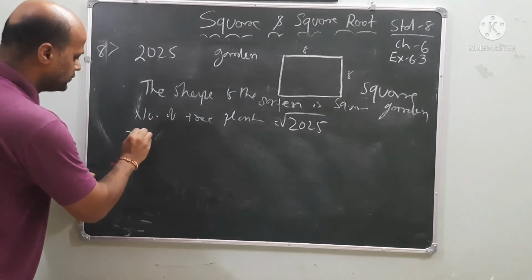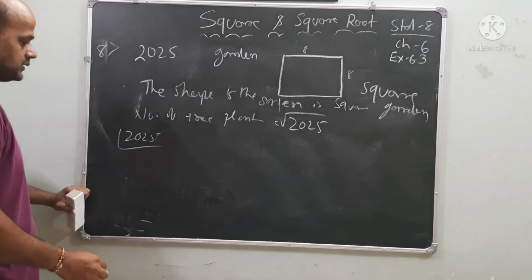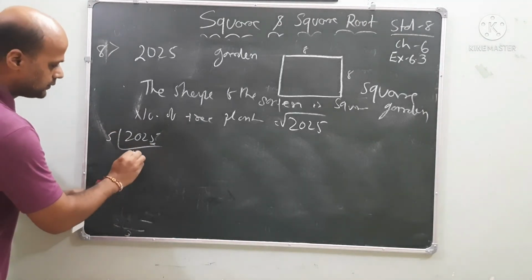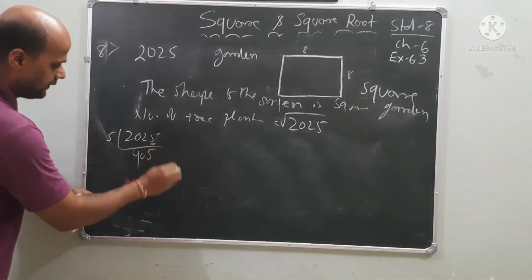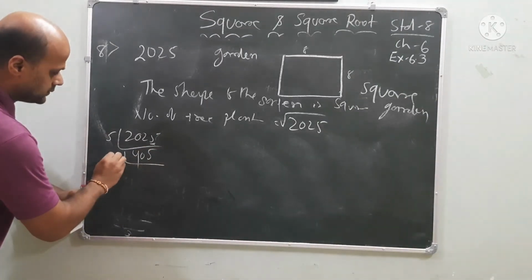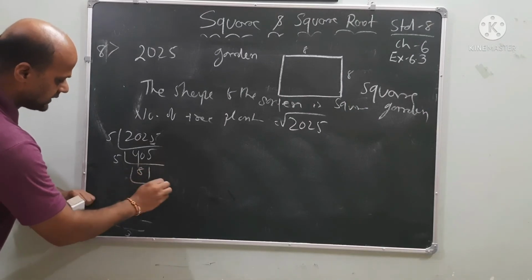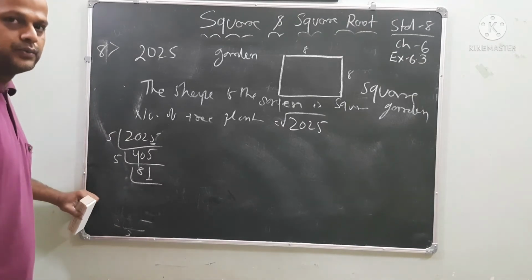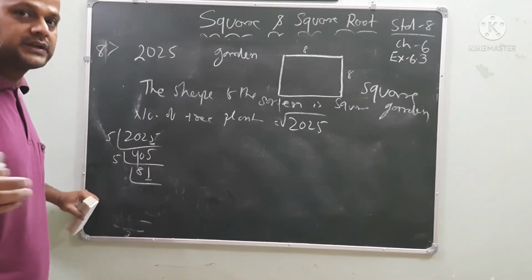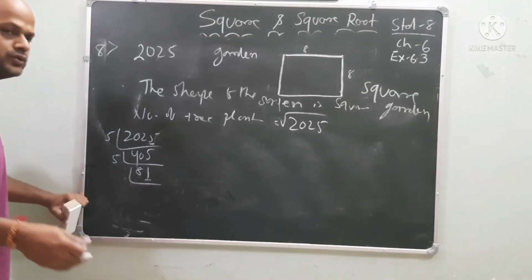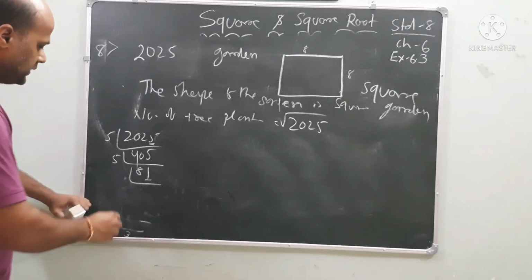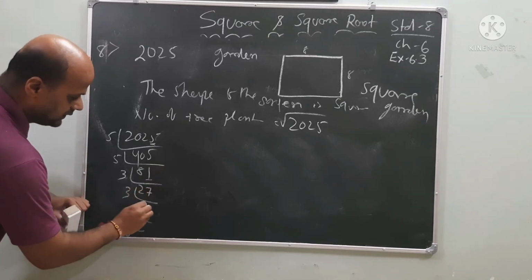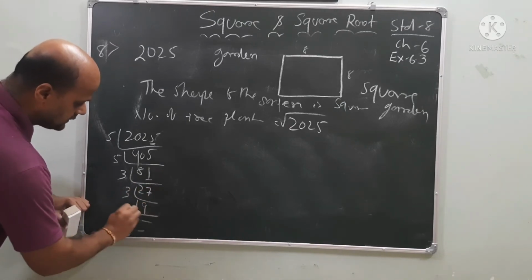Go for it. 2025, prime factorization. Last digit is 5, go for 5. 5 fours are 20, 5 fives are 25, so 405. Next, 5 eights are 40, 5 ones are 5, so 81. Then 81 is coming. The smallest prime is 3, because 3 sevens are 21, or 9 nines are 81. You can go directly but don't do it, go for the simplest one. 3 twos are 6, 3 sevens are 21, 3 nines are 27, 3 threes are 9.